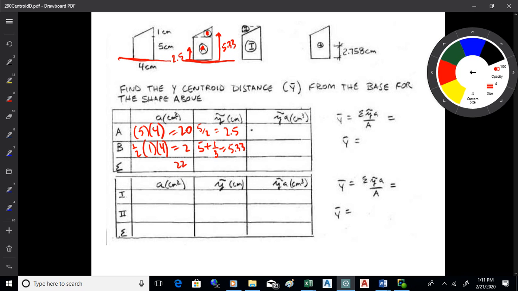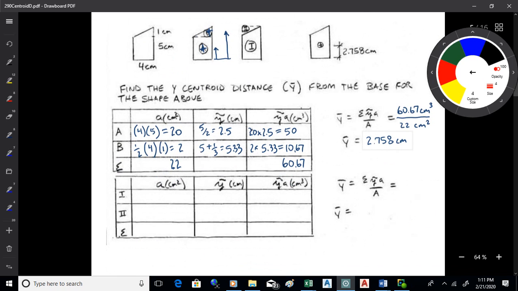And then I would just multiply them together to get the y bar A. Okay. So that's how I do this. And I like to set up a table, and I like to draw pictures, just to improve my accuracy and to not make errors there. So I got 20 times 2.5 is 50. 2, which is the area of B, times 5.33 is 10.67. I get 60.67 for the total y bar A. Divide it by the 22 area, and I get 2.76, basically. Okay. So that's the process there.